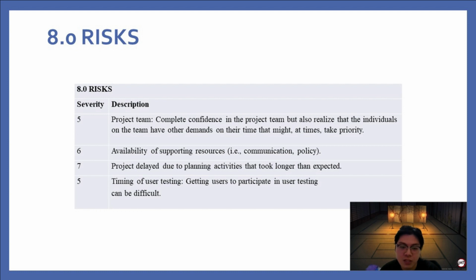And then the next one is that the project is delayed due to planning activity taking longer than expected, with a severity of 7. The project might be delayed due to the presentation and the project completion for FYP, since the project team must delay the planning for activities.